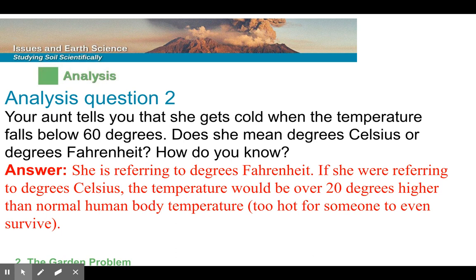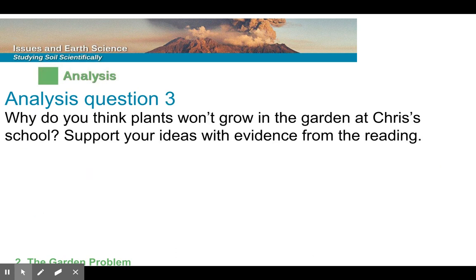Okay? Question 3. Why do you think plants won't grow in the garden at Chris's school? Support your ideas with evidence from the reading. Now, please pay attention to how this question is answered and how much writing is involved. Here's why I bring this up. We're going to have graded analysis questions that you will submit for a lab grade, and you must answer them fully and completely in order to get a good score.